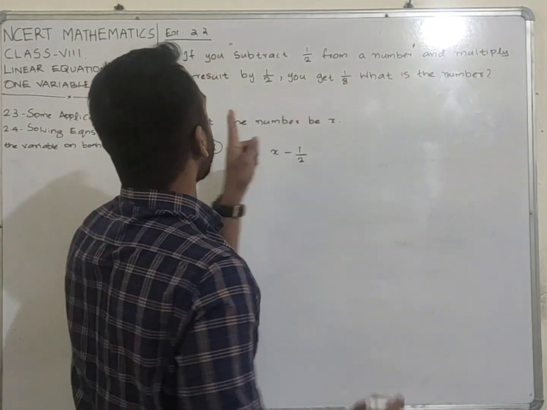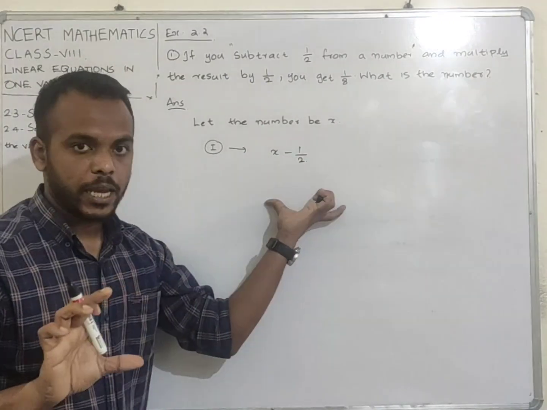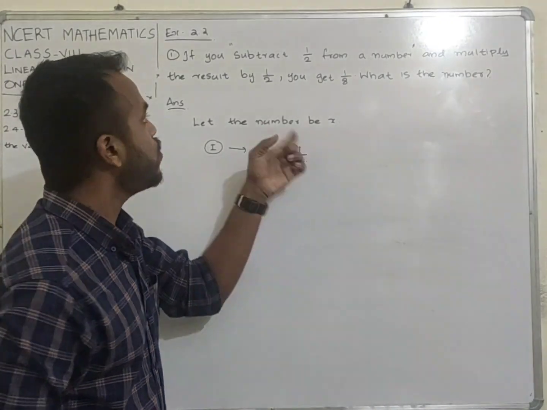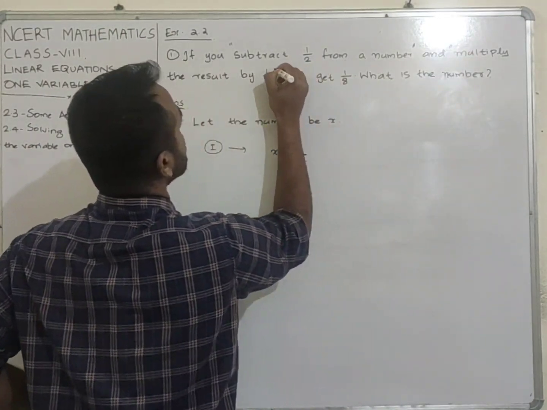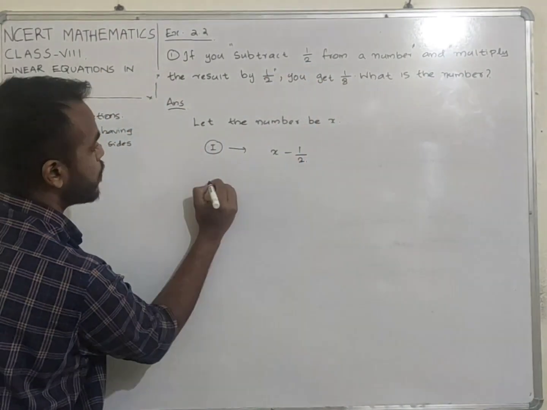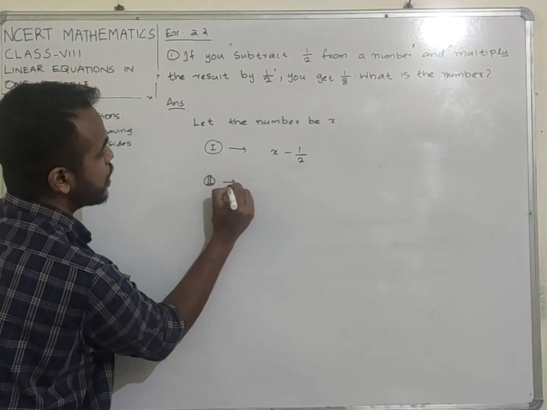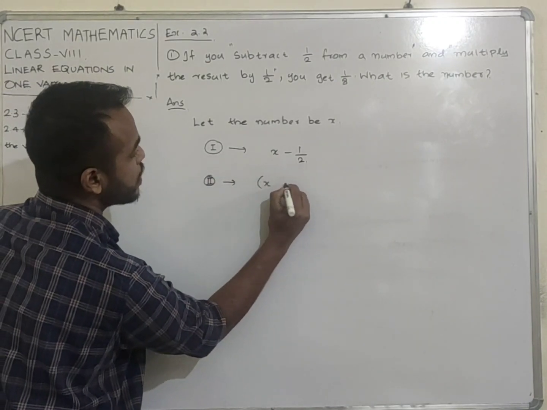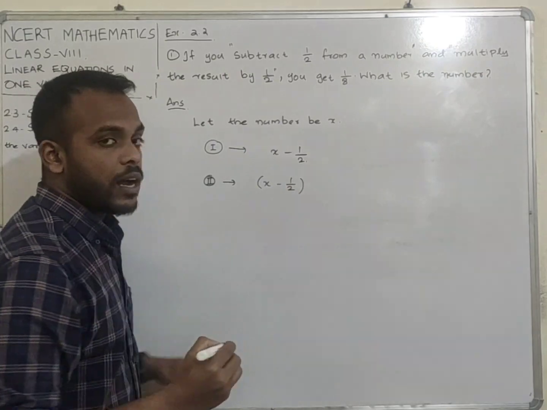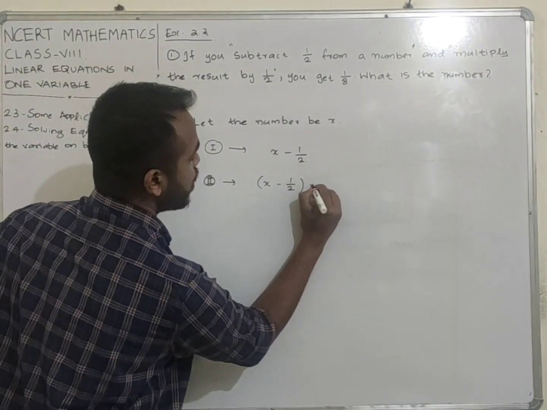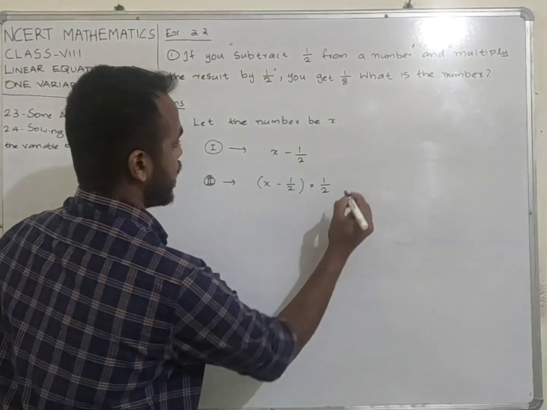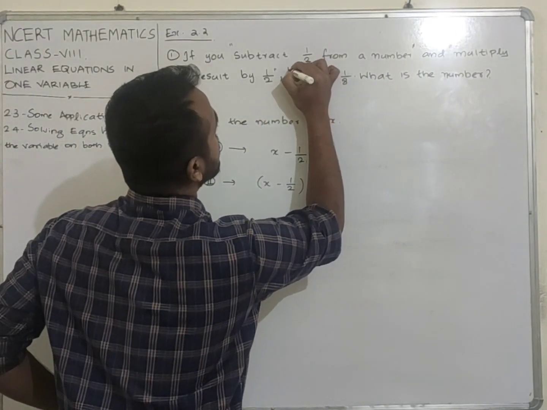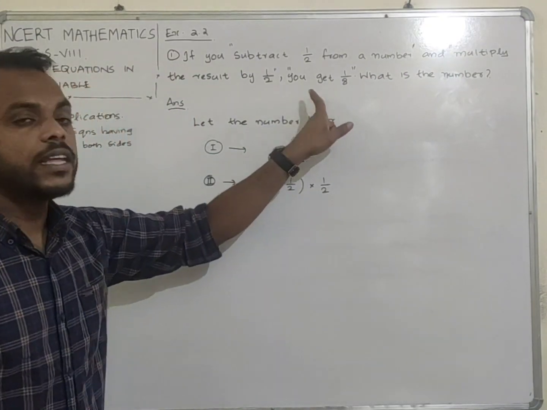Now multiply the result. So this is the result that we have now, and multiply the result by 1 by 2. This is our second part. So our second step is multiplying the result. The result is x minus 1 by 2. We are asked to multiply this result by a particular number. What is that? 1 by 8. Then you will get 1 by 8.